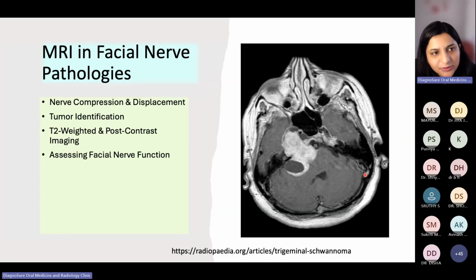Now, MRI is essential for assessing facial nerve pathologies like facial nerve paralysis and tumors. Using high resolution MRI technique, it can identify nerve compression, displacement or infiltration by the tumor. Sequences such as T2 and post-contrast imaging are particularly useful for visualizing nerve abnormalities and determining the cause of facial nerve dysfunction. So it can help us diagnose diseases. This is an example of a trigeminal nerve schwannoma. We can see this lights up signal. This is an abnormality in the brain.